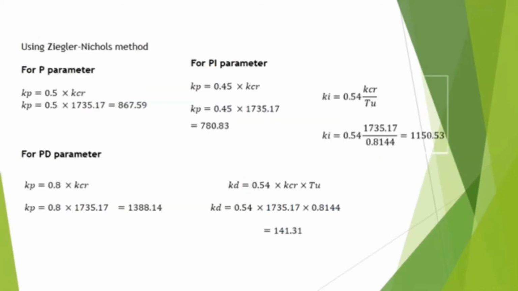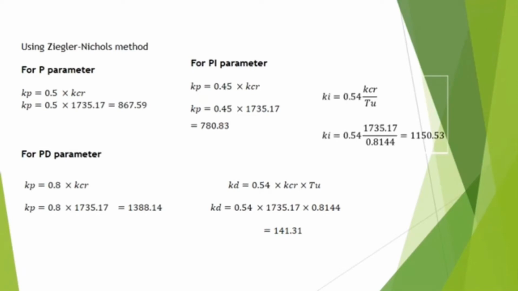We want to find the P parameter, PI parameter, PD parameter and PID parameter. We use the Ziegler-Nichols method. So to find the P parameter, Kp must equal 0.5 multiplied by K critical, and we get the answer. After that, we want to find the PI parameter. So we use Kp equal to 0.45 multiplied by K critical, and we get the Kp is this answer.